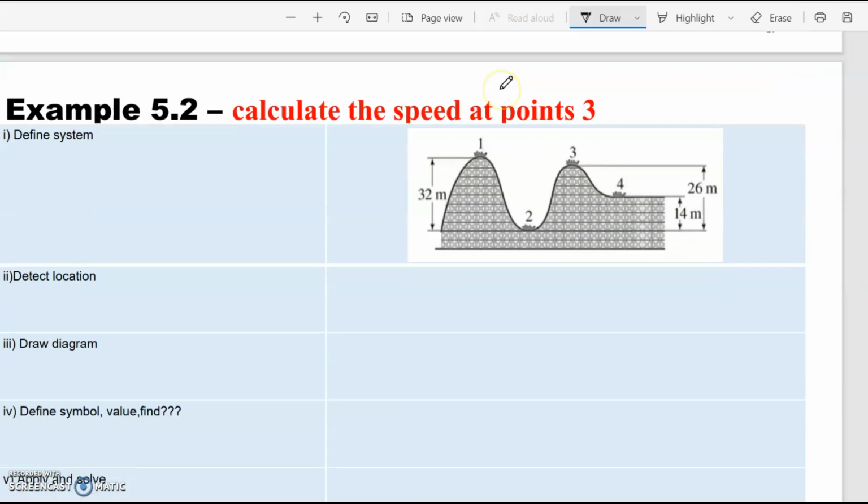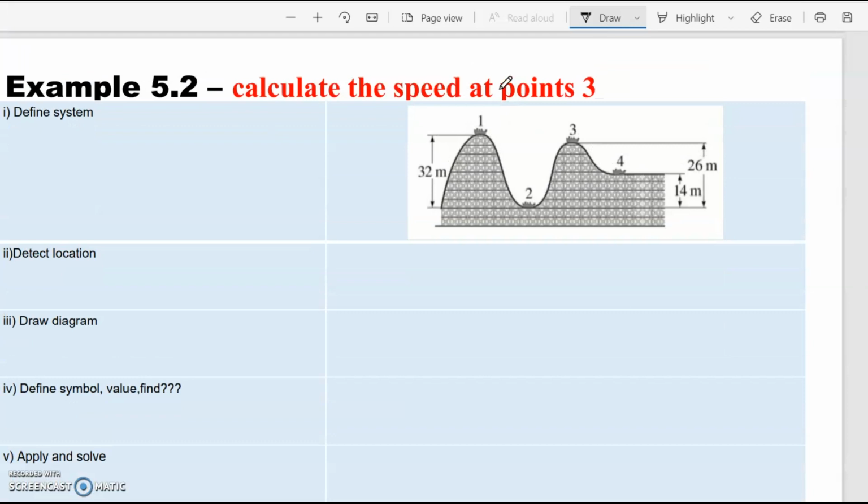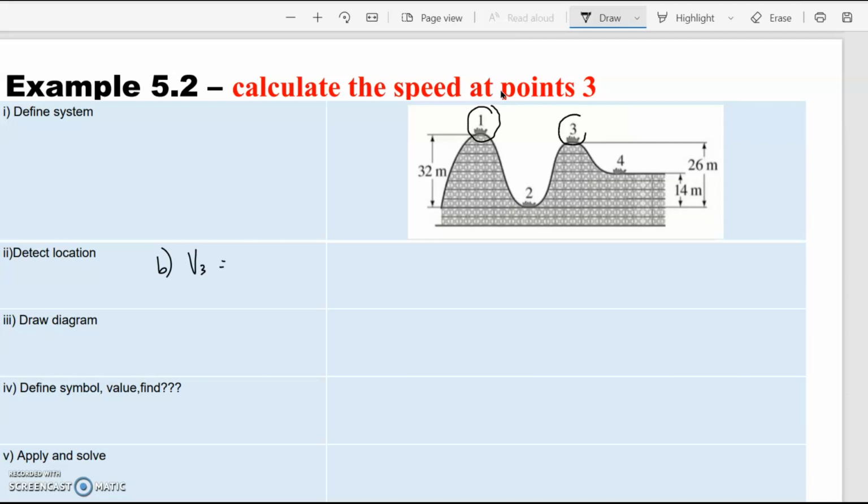Okay, next. We have to find V3. So for part B, we have to find V3. Now I'm going to choose the first point as the initial point, and the third one as the final.